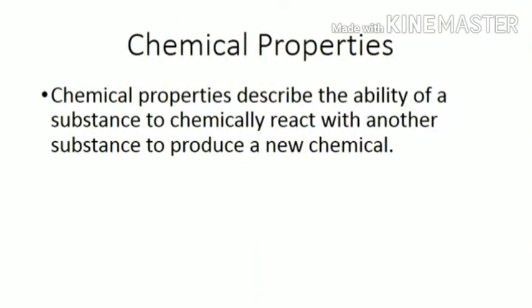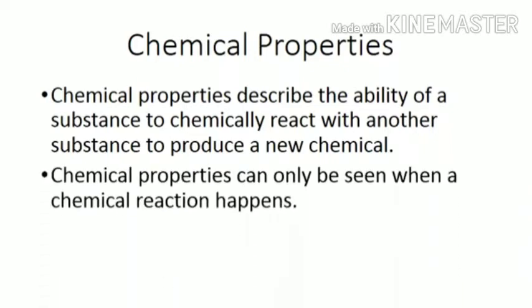Before we can proceed and compare the chemical and physical change, let us also talk about chemical properties. These are the properties that describe the ability of a substance to react chemically with another substance to form a new chemical. So to see a chemical property, a chemical reaction must take place. As you can see on your screen, chemical properties can only be seen when a chemical reaction happens.